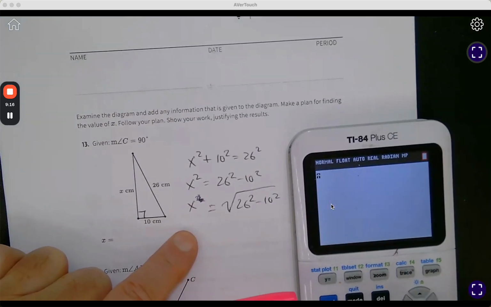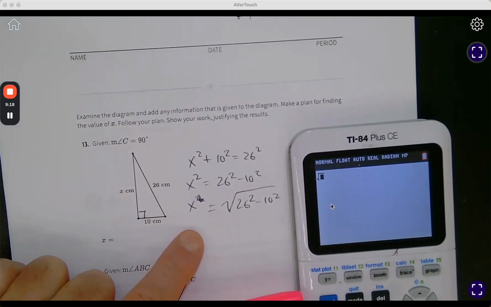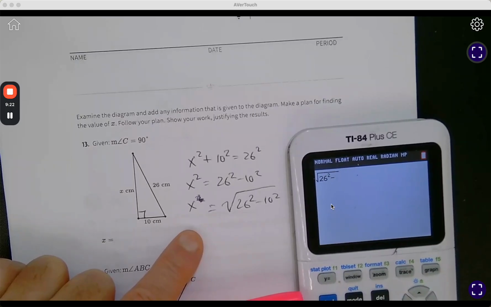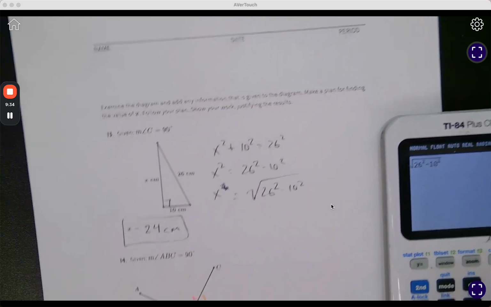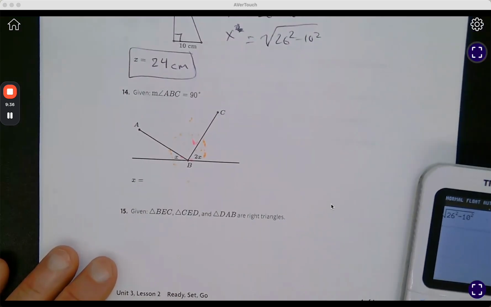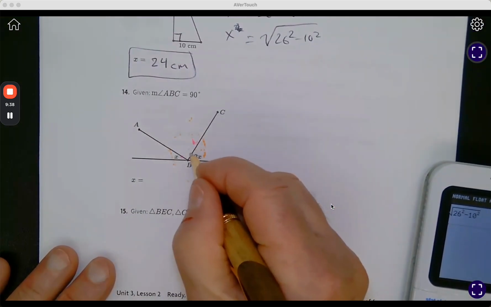Let's do it. Square root 26 squared minus 10 squared. 24. Let's go. Centimeters. Please use unit of measurement. All right, that wasn't bad. No, that wasn't bad.